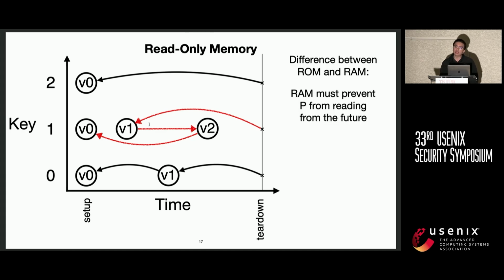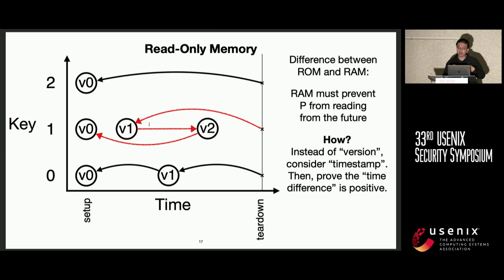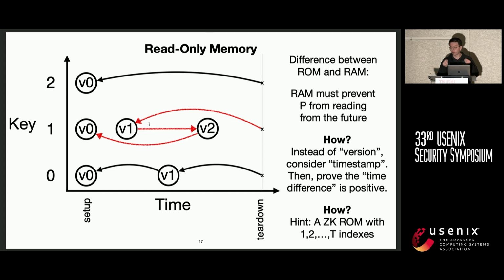So actually, this is the main difference between the ROM and the RAM primitive. In the RAM primitive, we must prevent the prover from reading from the future to break the soundness. And I'm not going to tell you how, but at a very high level, instead of using version, we can use a timestamp and ask a prover to prove that the time difference is positive. Essentially, it reads from the past. But how can we prove it is positive? I'm going to leave you with a puzzle, and the hint here is that you can consider RAM with basically 1 to 2 indexes. And the most fascinating part here is that we have this paper you can check. You don't need to perform the zero-knowledge proof to prove to me that you found it.